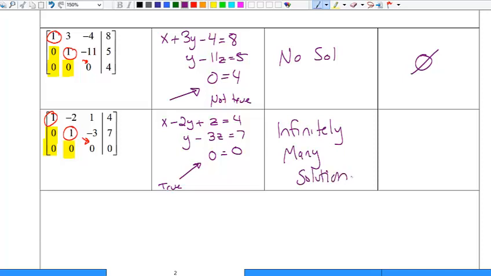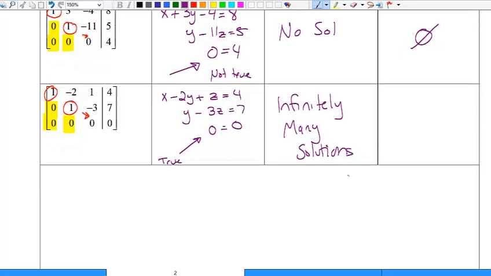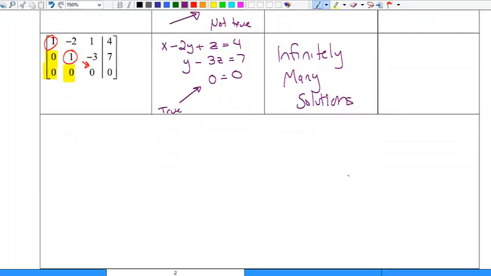But that's just not sufficient, just to say, oh yeah, there's a lot of solutions, because it's not all real solutions. It's just there's a lot of them. So we need to describe them a little bit more thoroughly. So what I'm going to do is solve my equations for x and y.